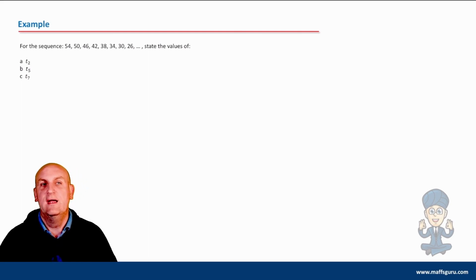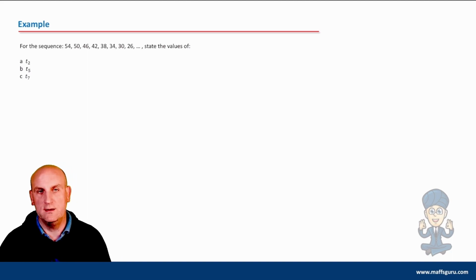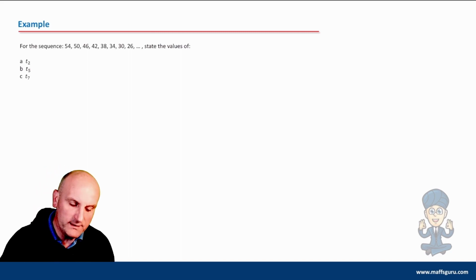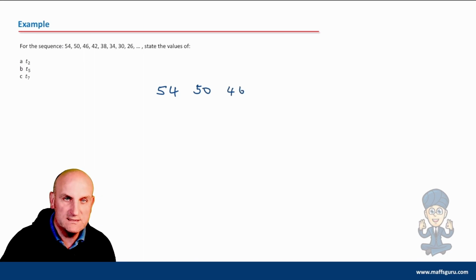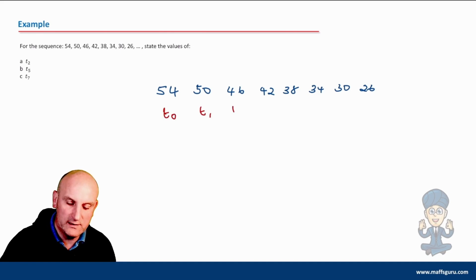So we've got this sequence, 54, 50, 46, 42. State the values of T2, T5, and T7. So what the textbook suggests you do is write out the numbers: 54, 50, 46, 42, 38, 34, 30, and 26. And then underneath that, write each of the terms, T0, T1, T2, T3, T4, T5, T6, and T7.